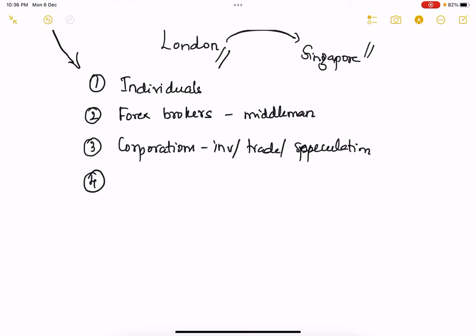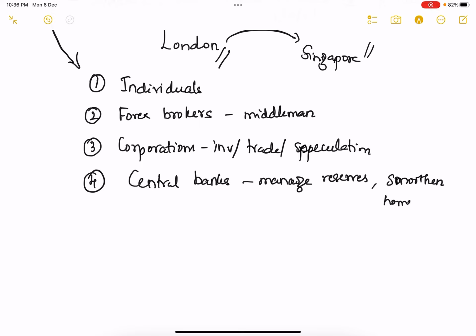The fourth participant is central banks. We all know that banks protect funds, so obviously they manage reserves and they use the foreign exchange market to smoothen out home currency value. The fifth participant is commercial banks.